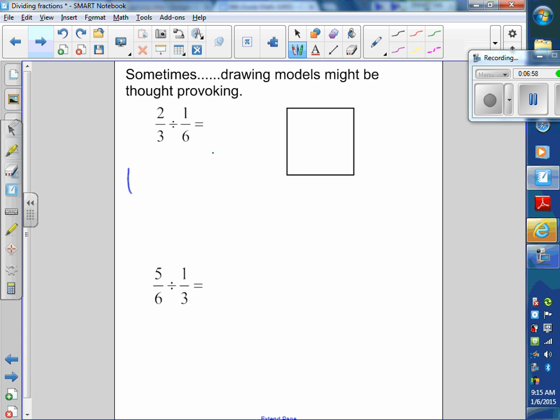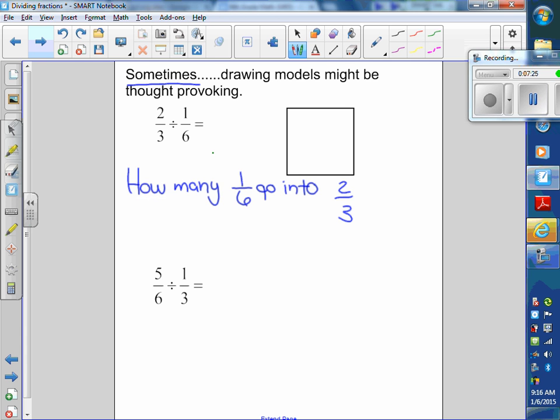1/6. How many 1/6 go into 2/3, right? How do you think you could solve that one with a picture? So sometimes, you guys, not always, sometimes drawing a model can be helpful. How would you do that? What would be your first step, Haley?